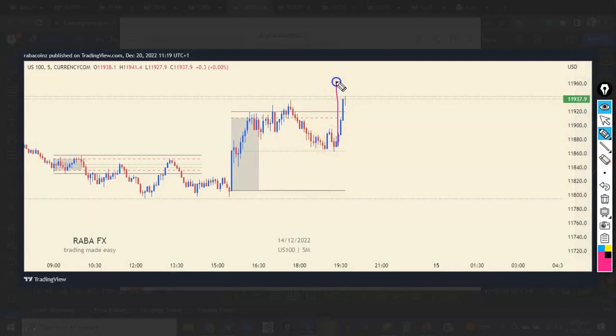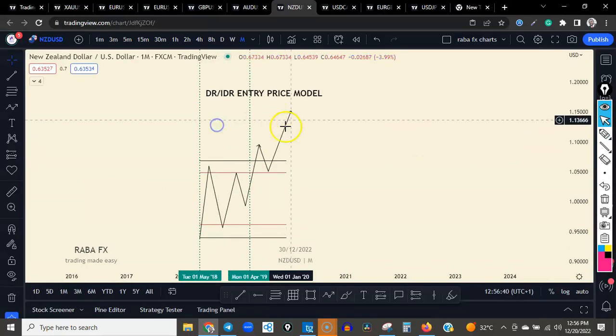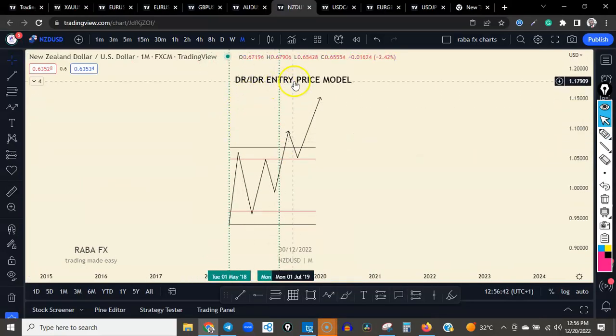So let's see, as you can see, price left aggressively with a displacement. You can see breaking this high here. So this is a good entry model by just using the 50% level of this DR range. Okay, and in this case, this is a good trade because it took out the lows, tapping, and then went up.